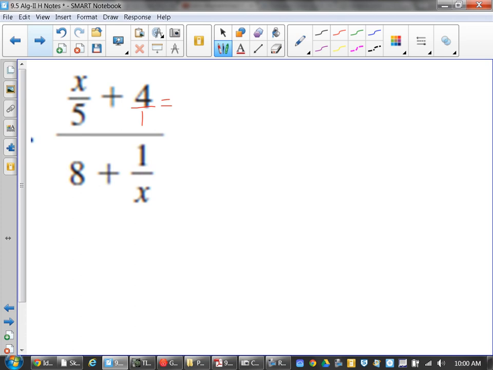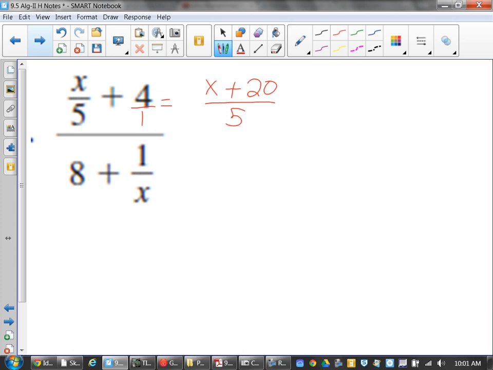What's the common denominator going to be for the big fraction up top? 5, everybody agree? Okay. Does the fraction on the left have the 5 already? Yes. What does that have to be on that side? I got to multiply the 4 by 5. 5 times 4 equals 20. Are we okay with that?